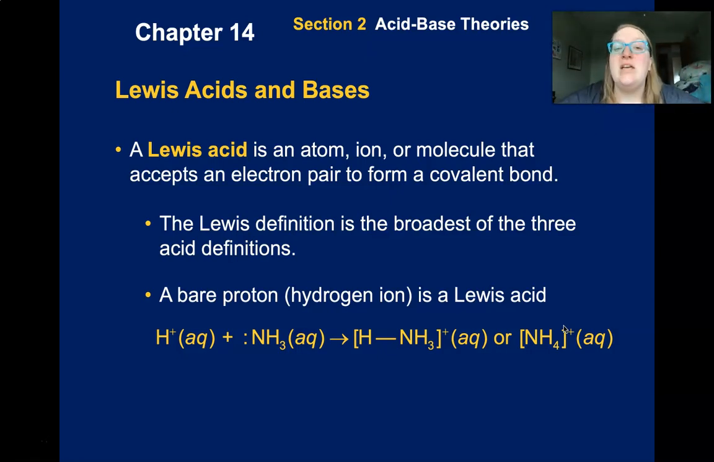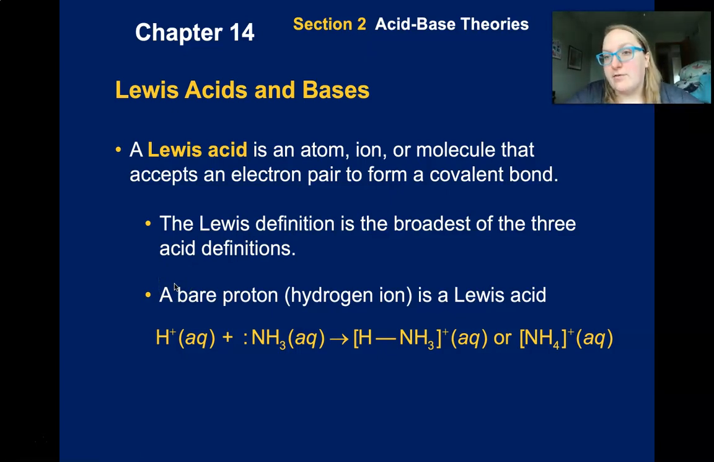It says that when we get an atom or a molecule that has an electron pair, if it can accept an electron pair, it's considered a Lewis acid, and vice versa. If it's a Lewis base, it should be able to donate an electron pair. Now, this is all going to be based on Lewis structures.